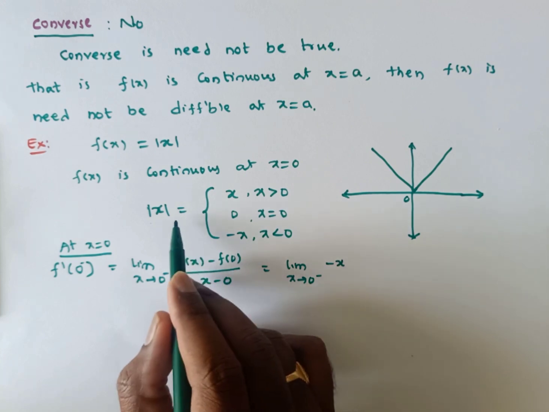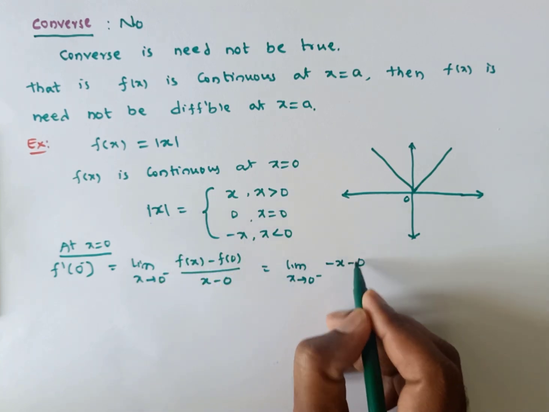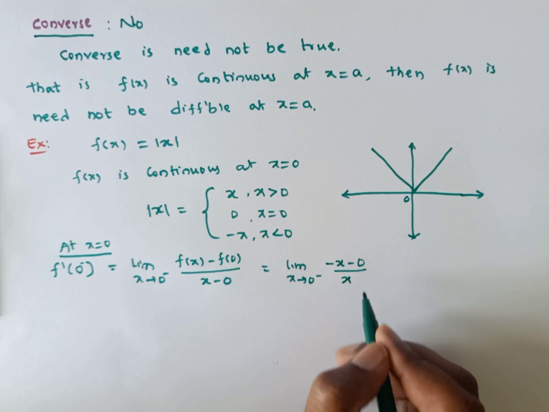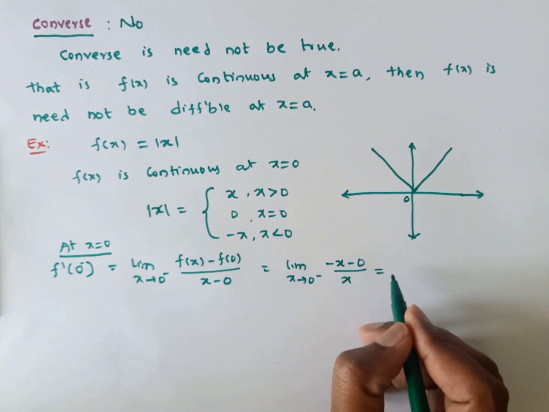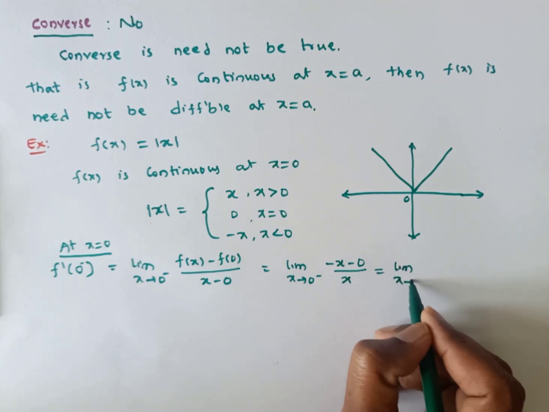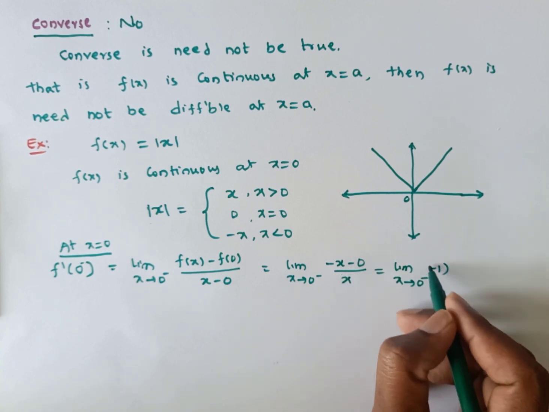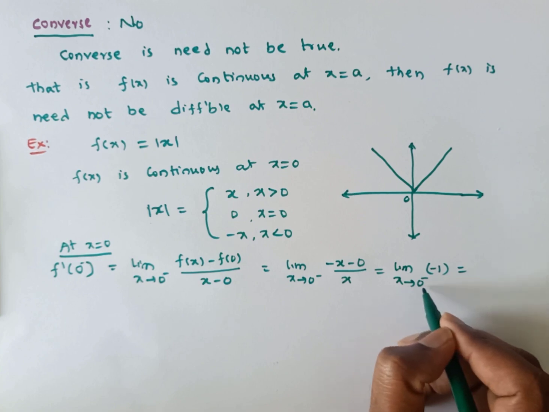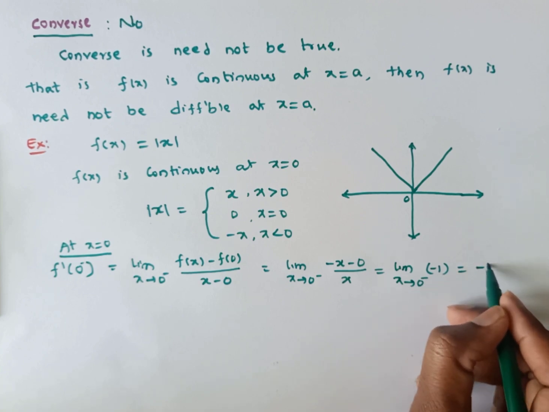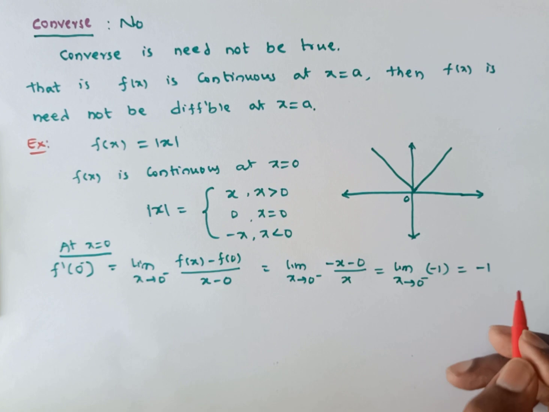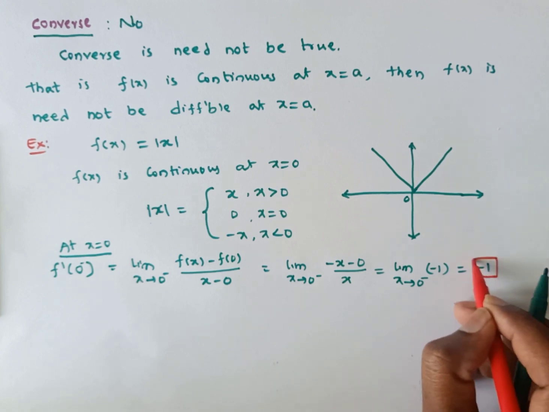And f of 0, when x equals 0, the function value here is 0, divided by x minus 0, which means x. So this is finally limit x tends to 0 minus, now minus x by x, that means here minus 1 remains. Therefore as x goes to anything, the constant is always constant. So the left hand derivative is minus 1.